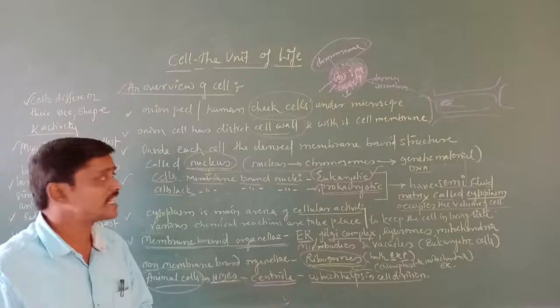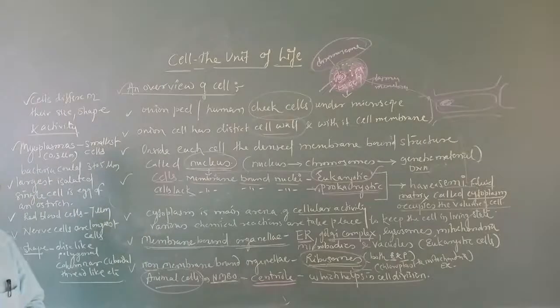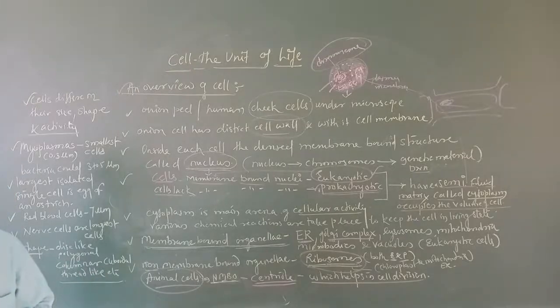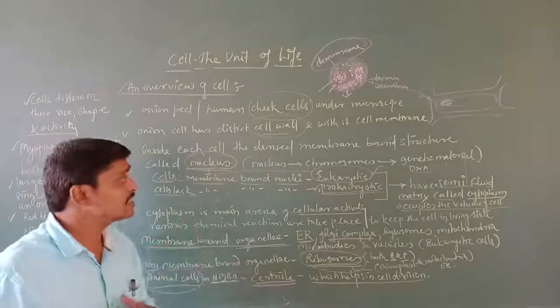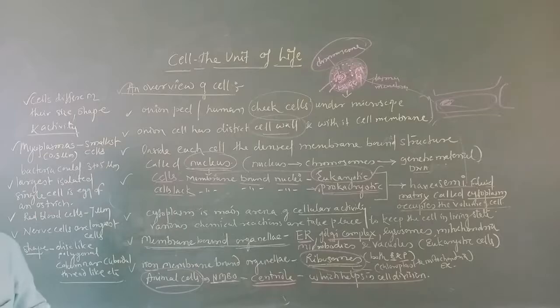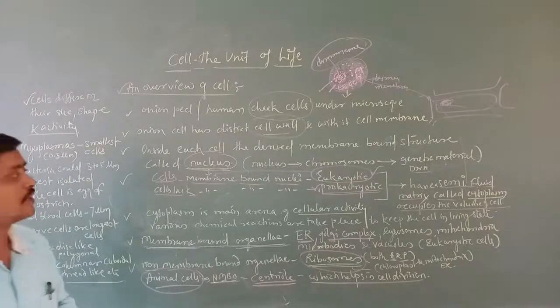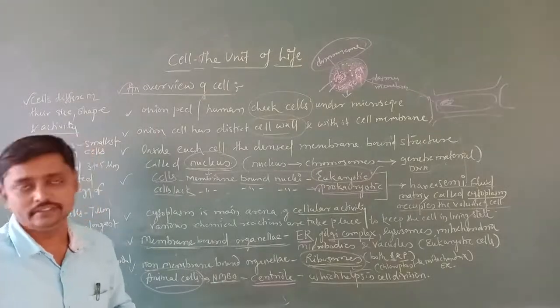The onion cell has a distinct cell wall, and inside that is the cell membrane. The cell wall is absent in animal cells. Inside each cell there is a dense membrane bound structure. We call it the nucleus. Within the nucleus we find the chromosomes. Chromosomes have the genetic material, that is the DNA.